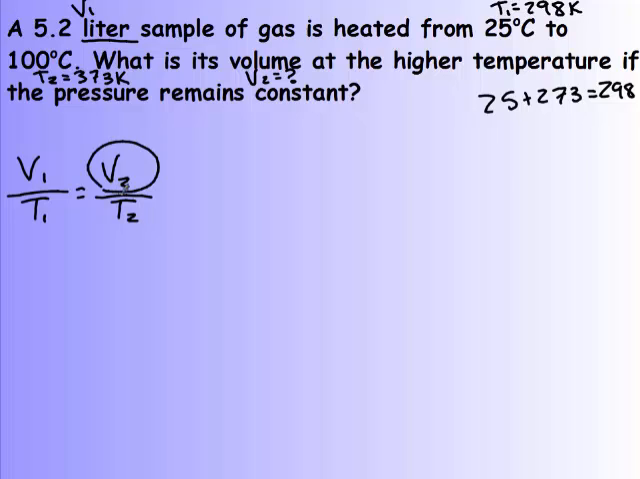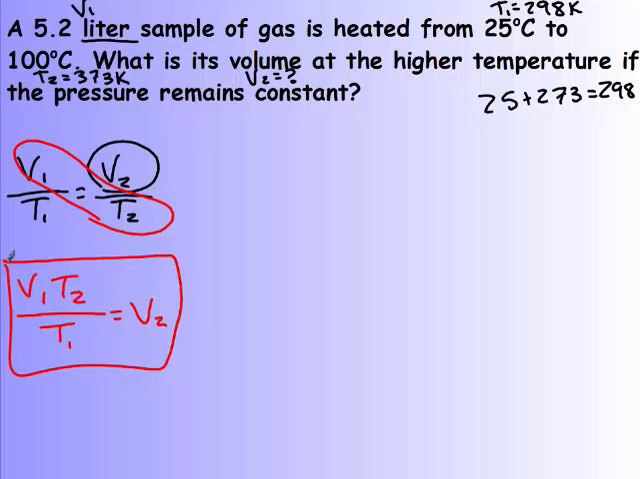So circle it. And to solve for it, the easiest way to solve for it, besides using algebra, is to cross multiply. Whichever side your variable is not in, or whichever diagonal your variable is not in, will go on top. Then the things that are not circled or in that diagonal will go on bottom. So V1 times T2 over T1 is equal to V2. Or you could just multiply by T2.